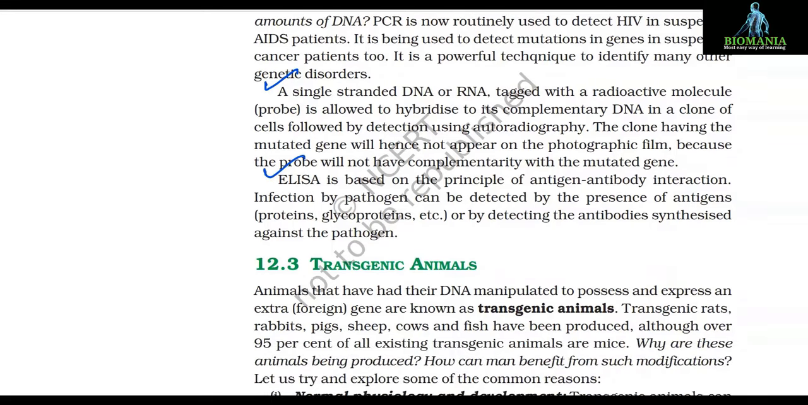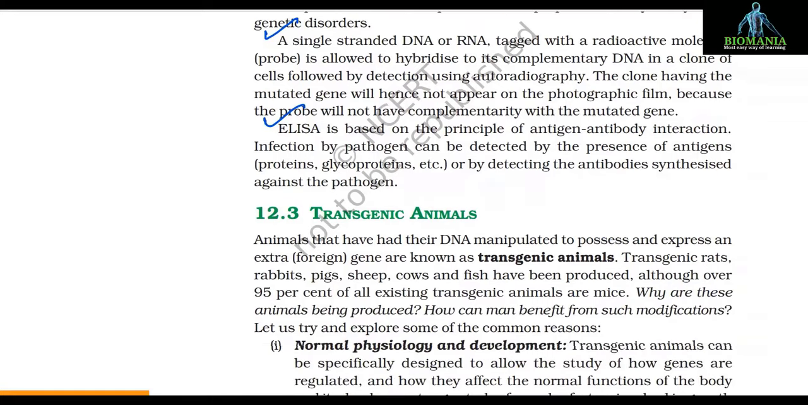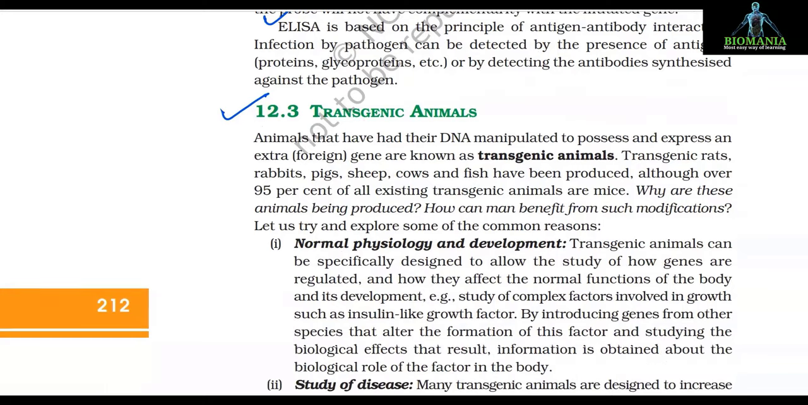ELISA is based on the principle of antigen-antibody interaction. Infection by pathogen can be detected by the presence of antigens, proteins, glycoproteins, etc., or by detecting the antibodies synthesized against the pathogen. 12.3 Transgenic animals.